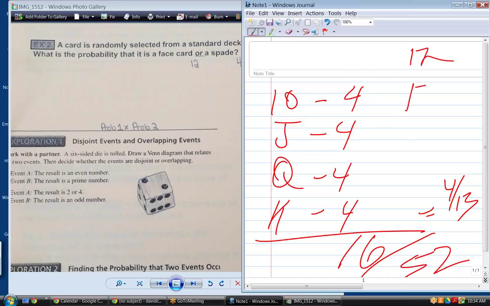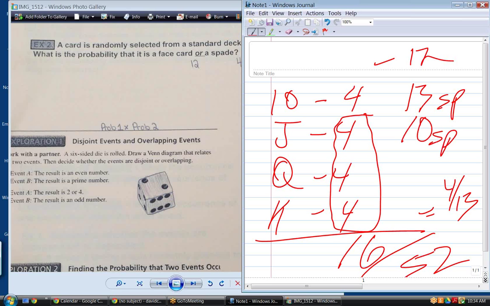So there's 13 spades, but 3 of those spades, the jack of spades, the queen of spades, and the king of spades, we already counted when we came up with 12. Okay. So there are only 10 spades outside of the face cards. Okay. So the total is 22 divided by 52. All right. 11/26.